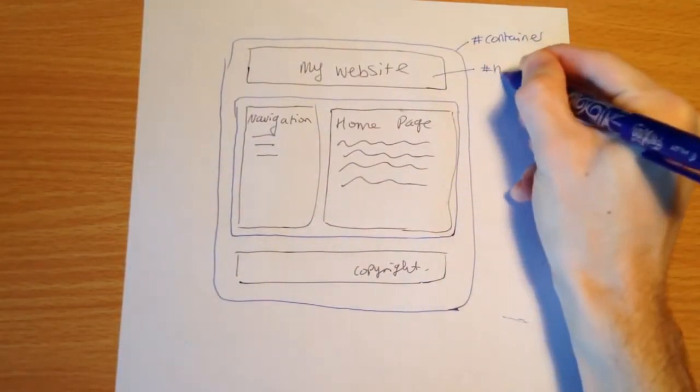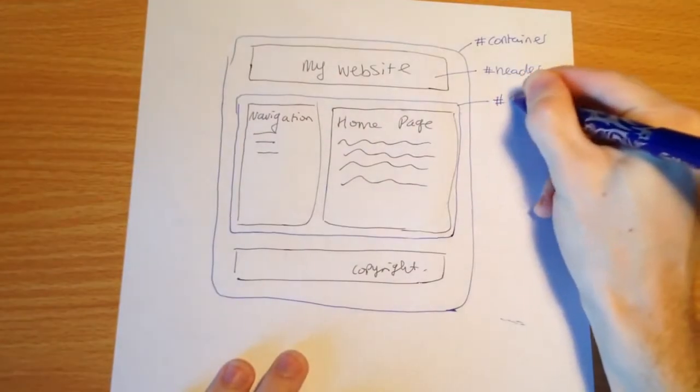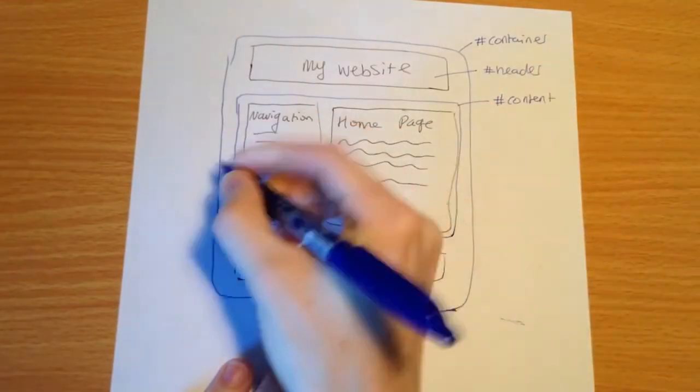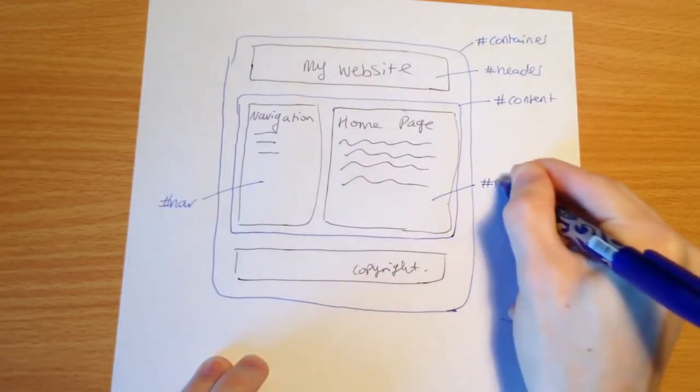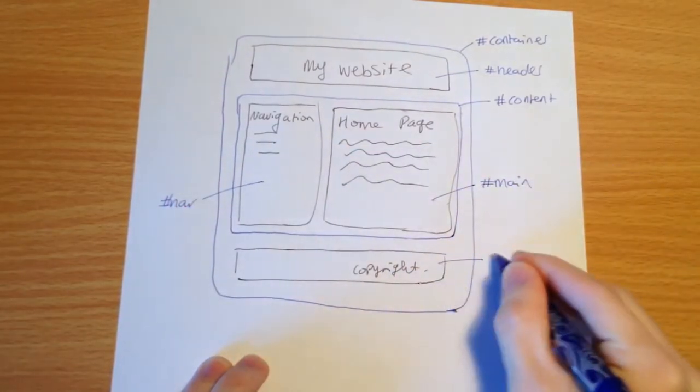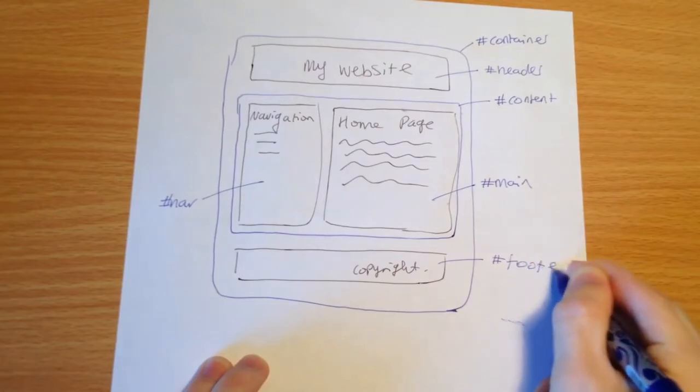Then we've got hash header. This middle container I'm going to call content, and inside of content we've got hash nav for navigation and hash main for the main section, and then hash footer at the bottom.